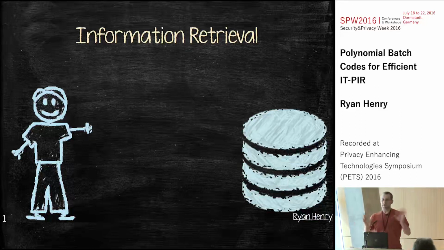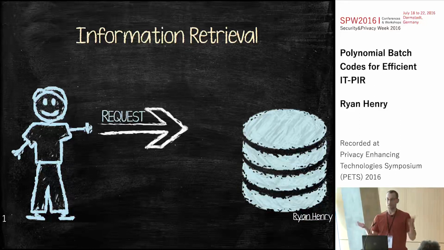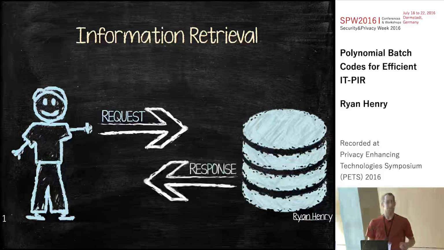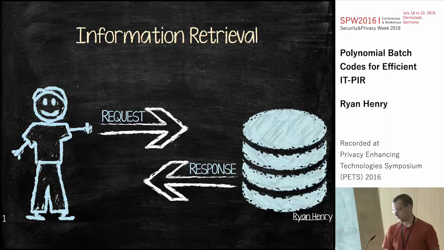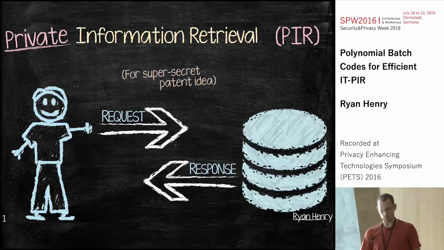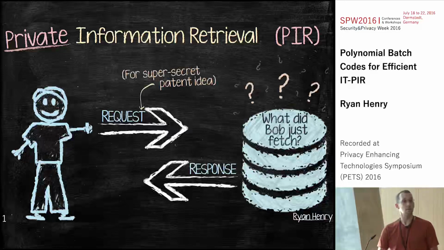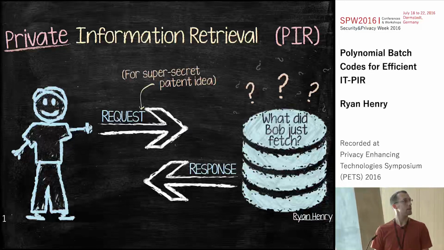I'm going to very briefly go over the PIR problem because I think by now you all know what the PIR problem is. We have a user, Bob, here who is trying to fetch some information over the internet. Typically, he's going to send some request to a remote server and get some sort of response. And this being PETS, we're interested in providing some notion of privacy for the user.